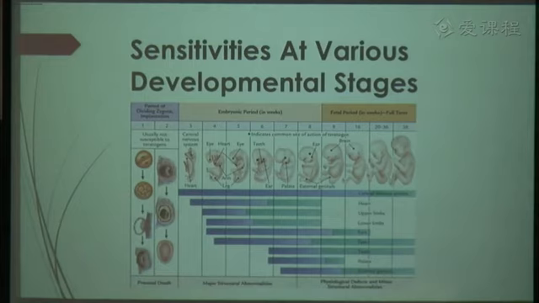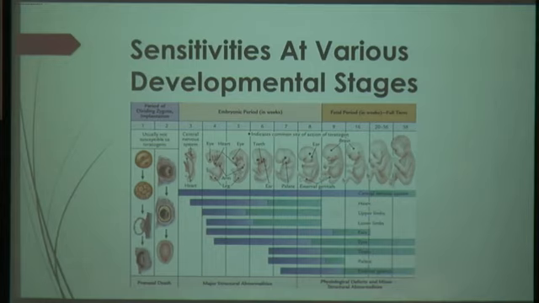Actually, with these birth defects, the sensitivities of the fetus are different at various developmental stages. For example, if you look at the development of a fetus here, from embryo to a small baby, you can see that different parts of the body have different sensitivities to birth defects.